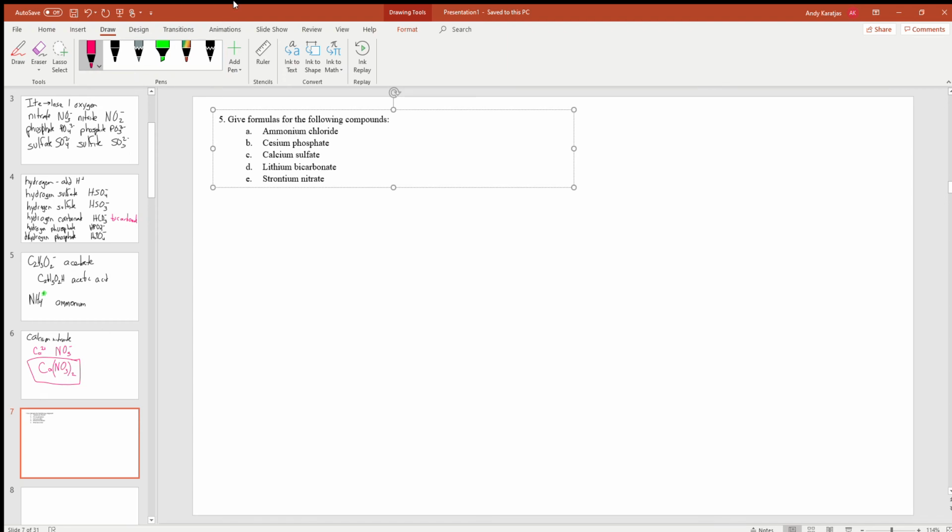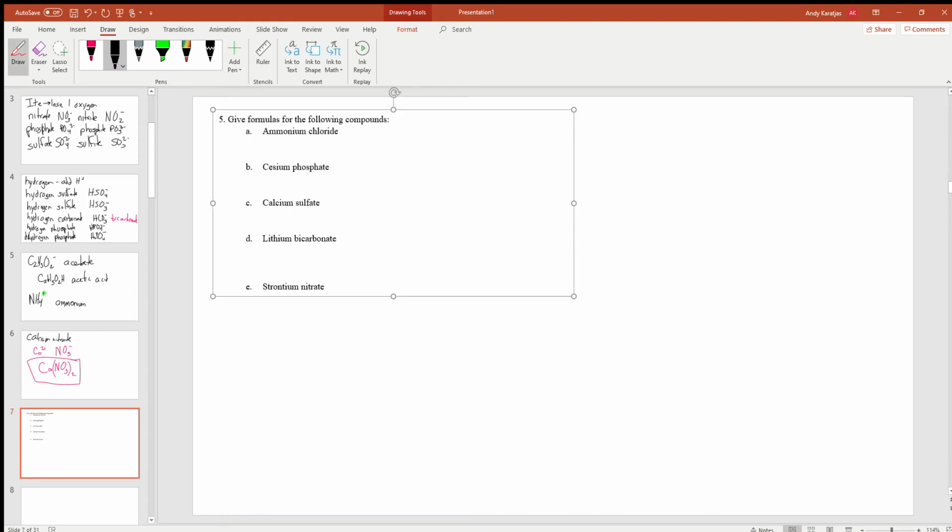So now that you've had a chance to practice some of these names involving polyatomic ions, let's go over them. Our first step should always be to identify correctly the ions that we're working with. And once you do that, then we can go ahead and start figuring out the chemical formulas.